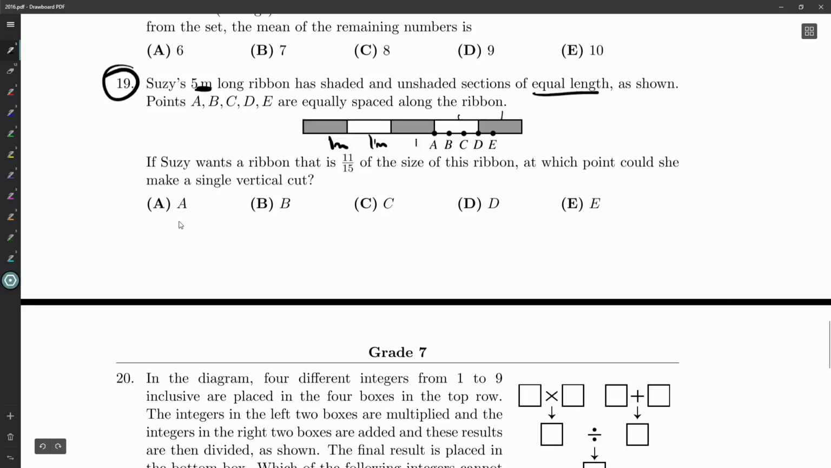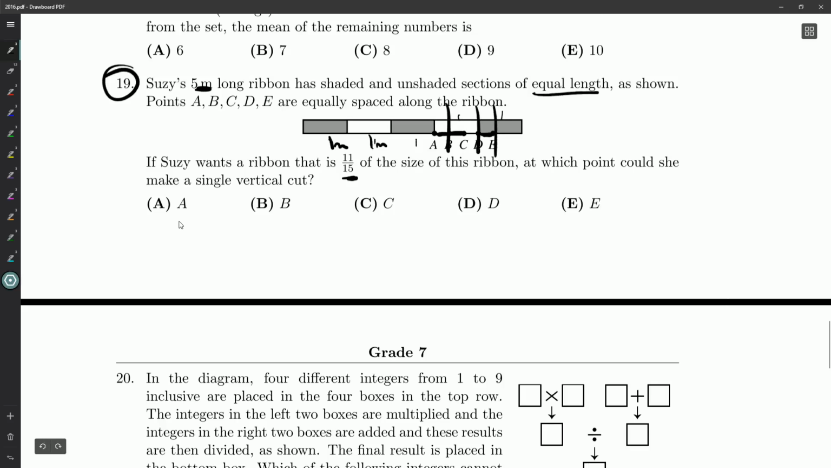Points A, B, C, D, and E are equally spaced along the ribbon. Now they're obviously a little closer together, but the distance from A to B is the same as the distance from B to C, same from D to E, that sort of thing. If Susie wants a ribbon that is 11/15ths of the size of this ribbon, at which point could she make a single vertical cut?